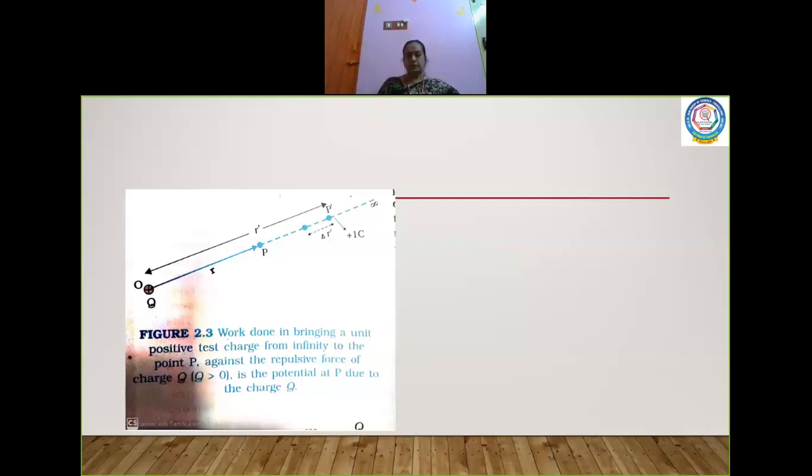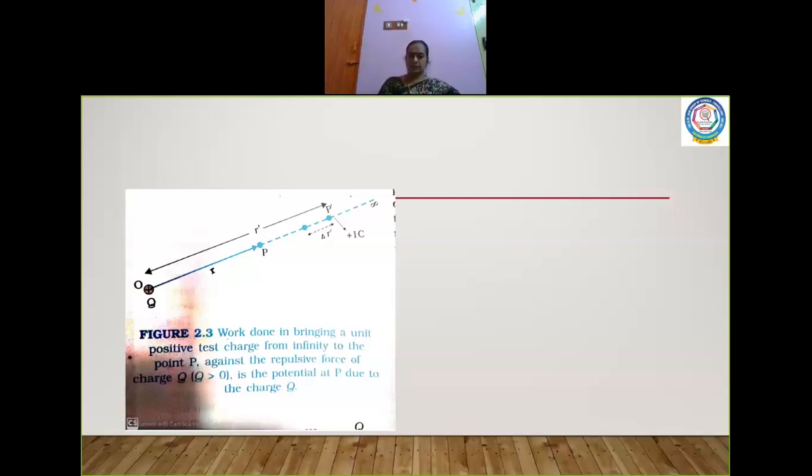Now, for the source charge Q, which is definitely greater than 0, what will be the work done? The work done will be against the repulsive force. There is a repulsive force between this Q and the test charge, yes or no? The test charge is positive, and this source charge is also positive. So, there is a force of repulsion. I have to do the work against this force of repulsion. In that case, work done will be positive. Work done on a test charge will be positive. We will be arriving at the equation so that you will understand it better, right?